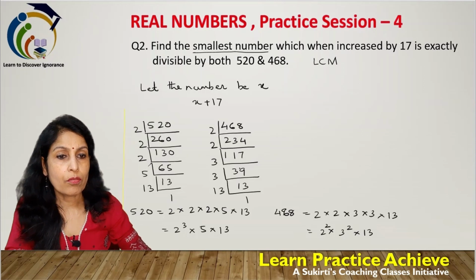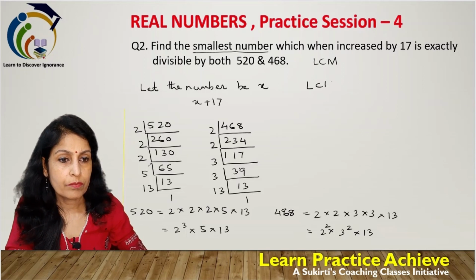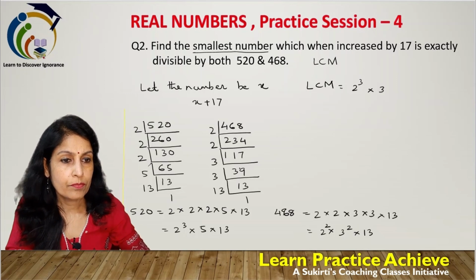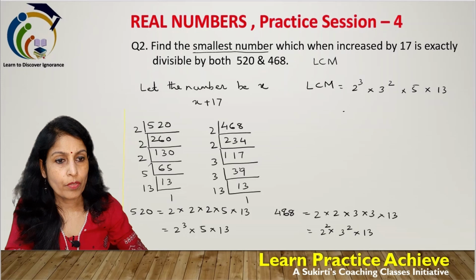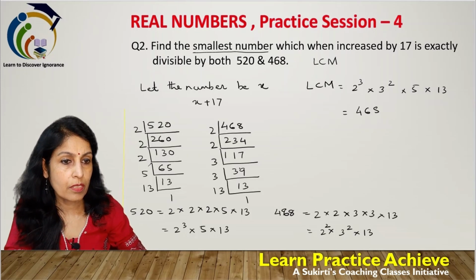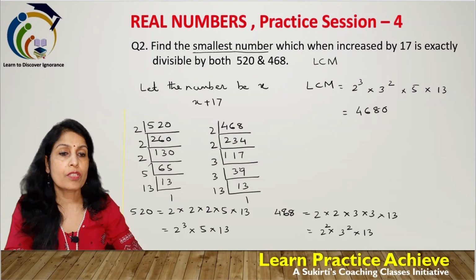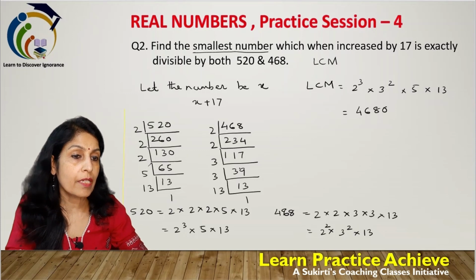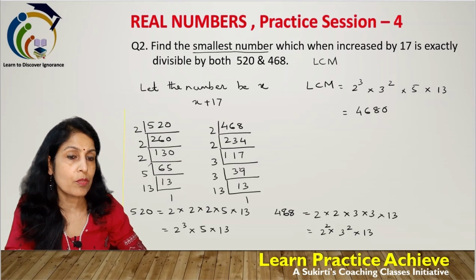So when we find the LCM of these two numbers, LCM is equal to the highest powers: 2 to the power 3, into 3 to the power 2, then 5, and then 13. When we multiply all these numbers, we get 4680. So LCM is 4680. Now, find the smallest number which when increased by 17 is exactly divisible by this number.